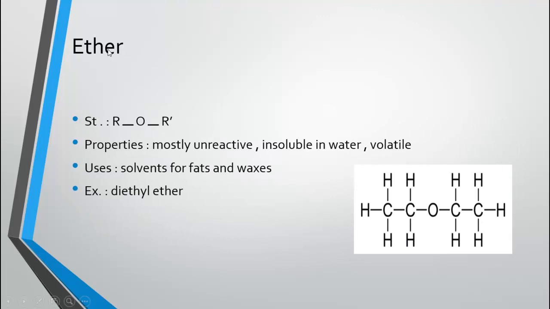Ether is another substituted hydrocarbon, and the structure is ROR', with the oxygen in the center and 2 hydrocarbons. The properties of ether: it's mostly unreactive, insoluble in water, and volatile, and it's used as a solvent for fats and waxes. For example, diethyl ether, and this is the structure of diethyl ether. We have here two ethyl groups, and it's diethyl ether because the O refers to the ether.